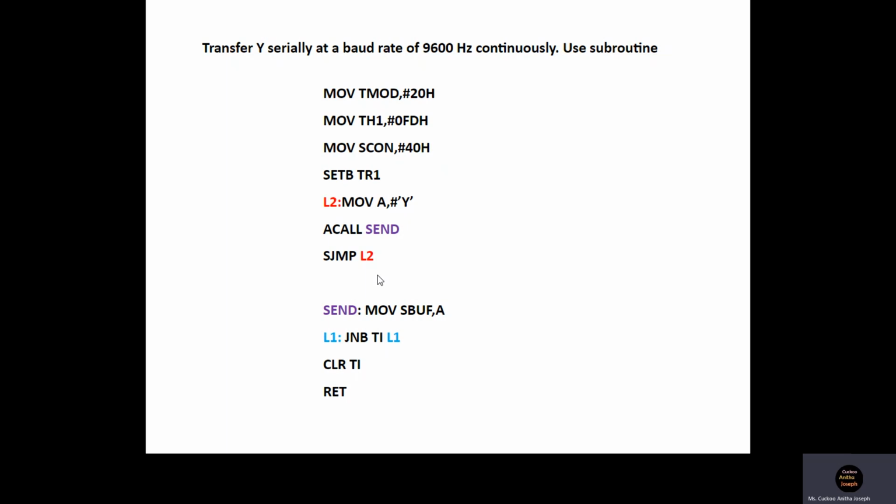And suppose it is not specified that you have to transfer continuously, you just have to transfer Y once, then the label L2 should be the label of the instruction SJMP. L2 should come here. So SJMP L2, L2 should be here. So if it is written as said now, then Y will be transferred once and the program will end in a never-ending loop, a continuous loop here. So this program is for transferring continuously. If you have to transfer only once, then this label L2 should be the label of the SJMP instruction.